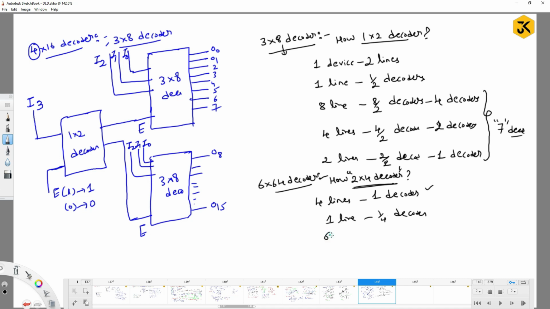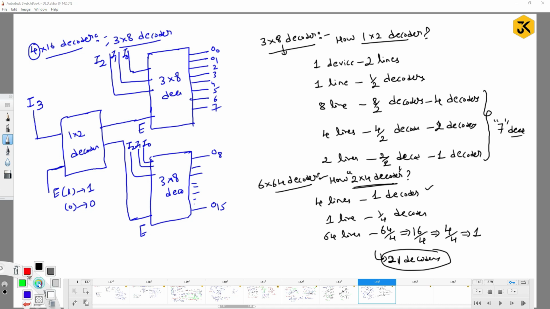But the point is, here I need to produce 64 lines. So 64 by 4, you are going to have 16 decoders, right? And these 16 decoders again get 16 lines as output. 16 by 4 is 4. 4 by 4 is 1. So in total, how many decoders are required here? 21 decoders are required.